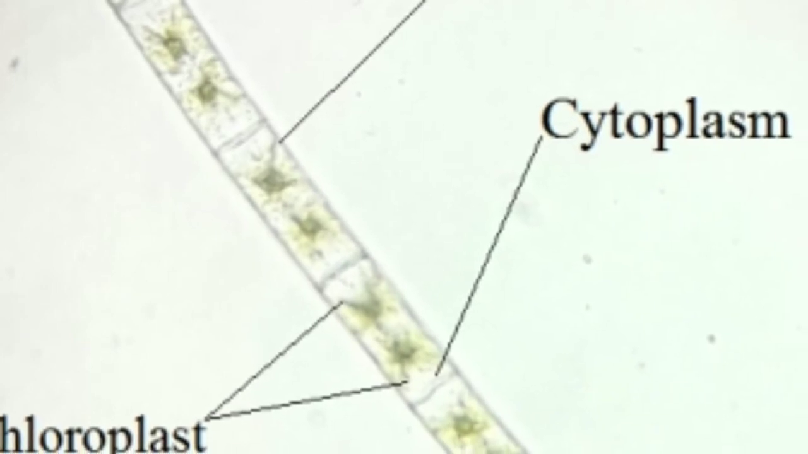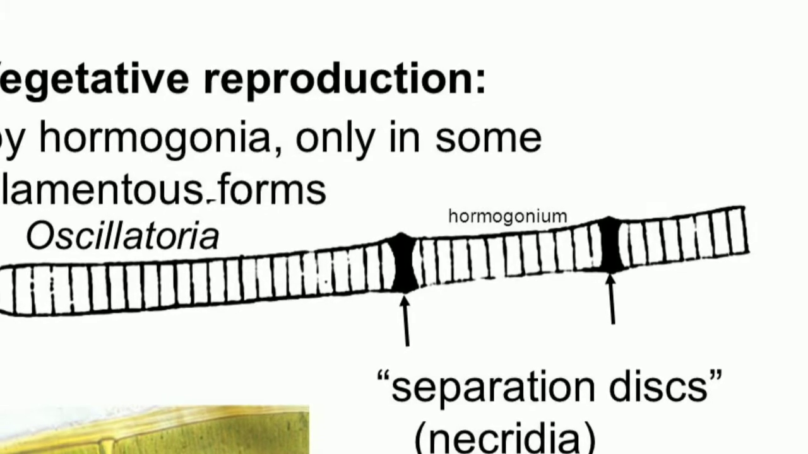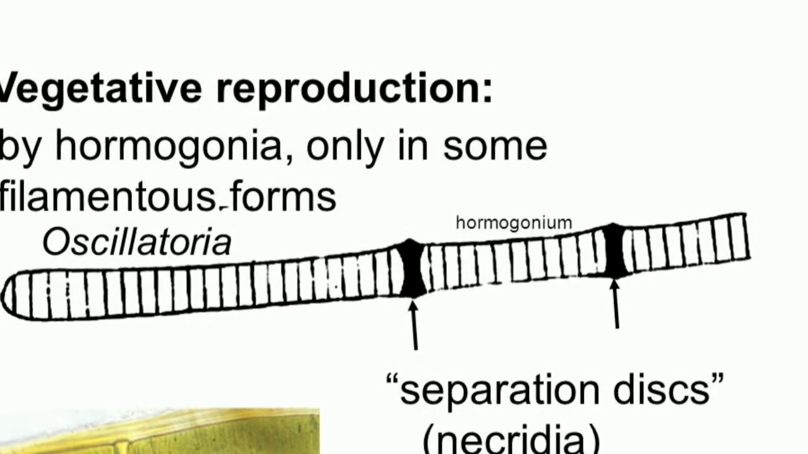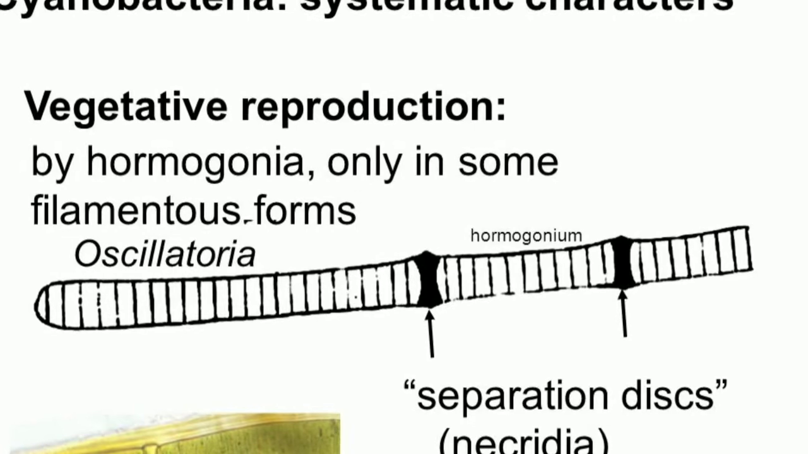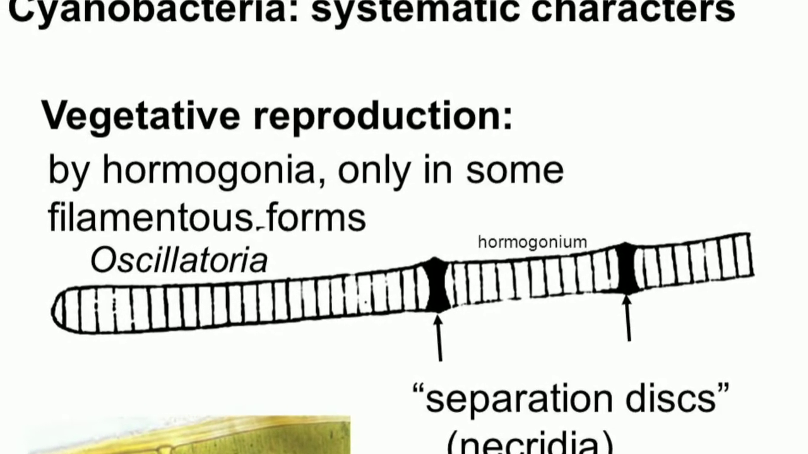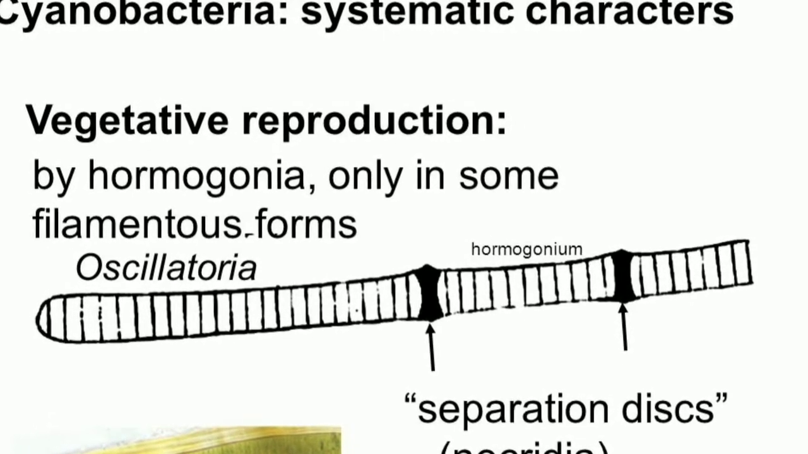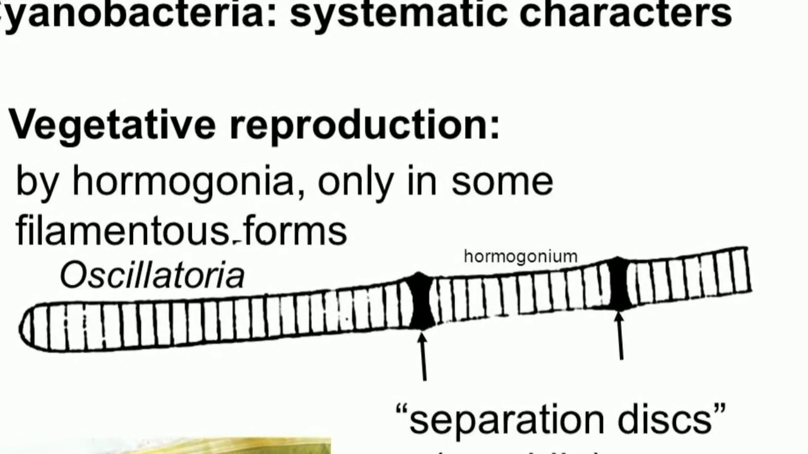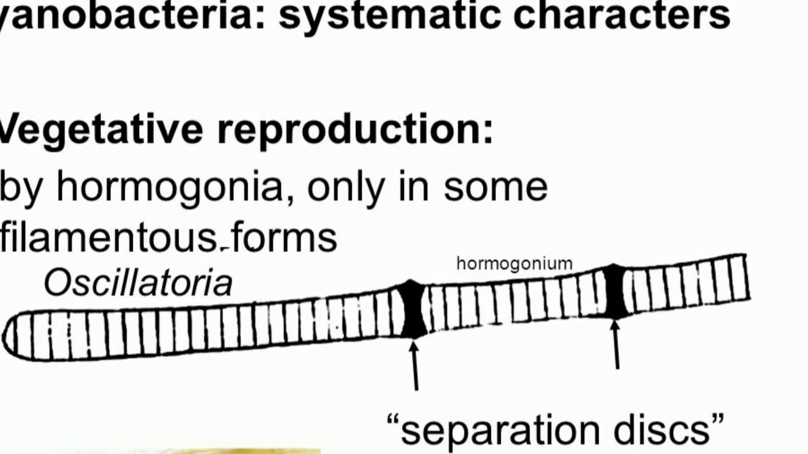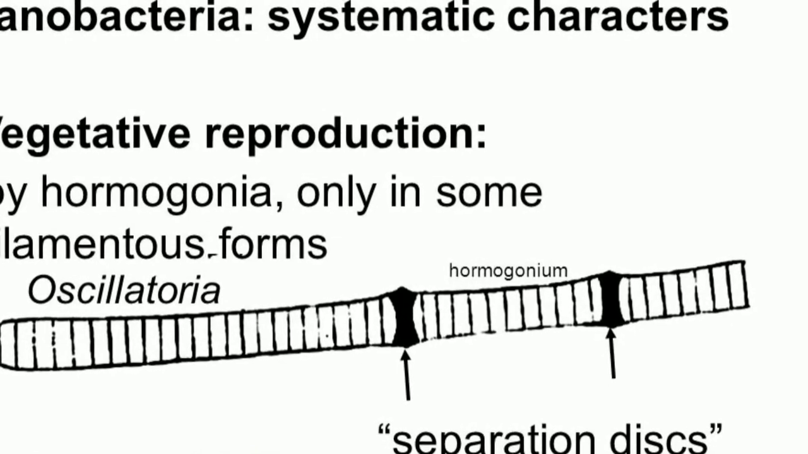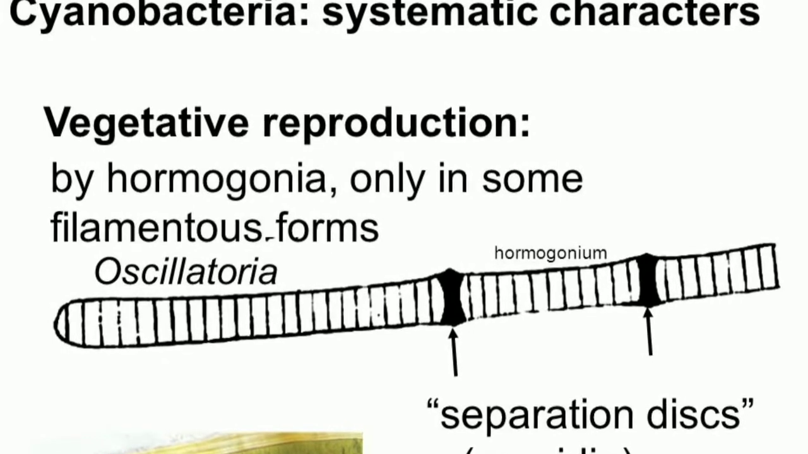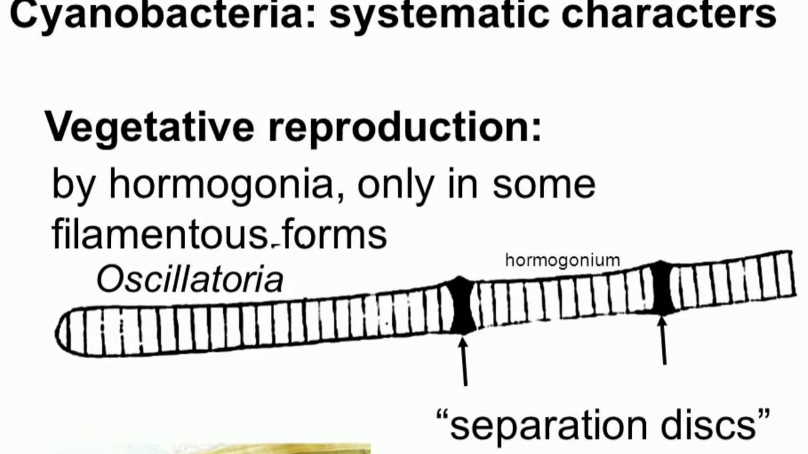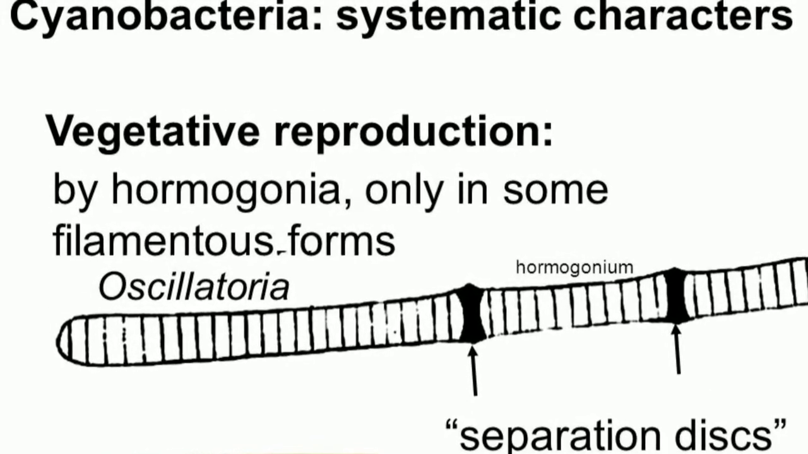Next method we are going to study is by fragmentation. So let's start reproduction by fragmentation. In this type of method, trichome divides into small pieces due to insect bite or mechanical injury. Then by cell division, long filaments grow from the fragments, just like hormogonia. So both of the methods we studied.